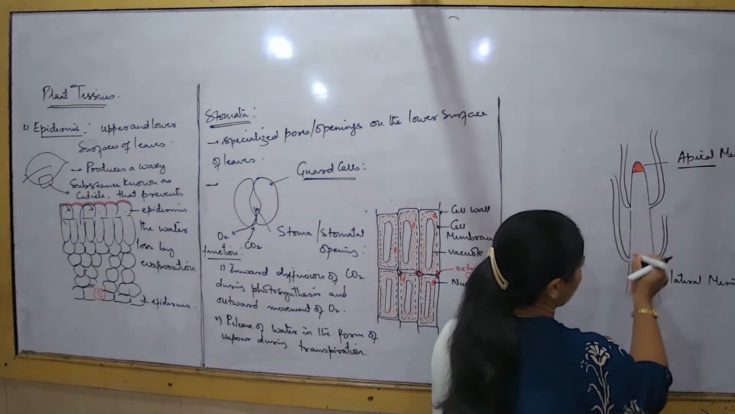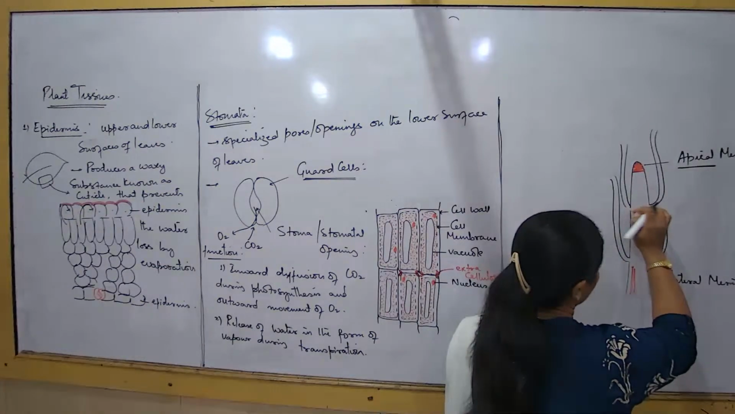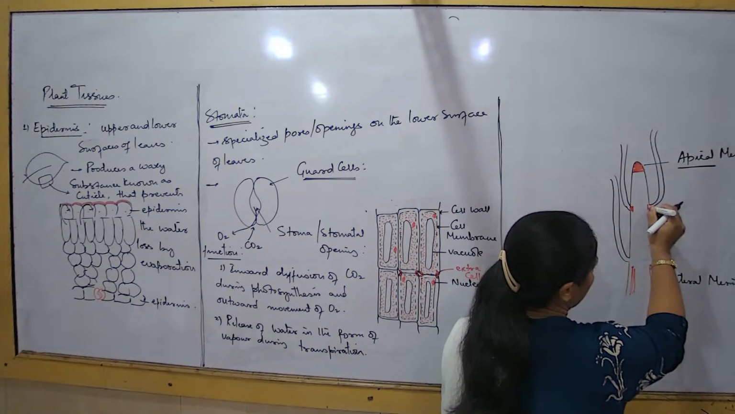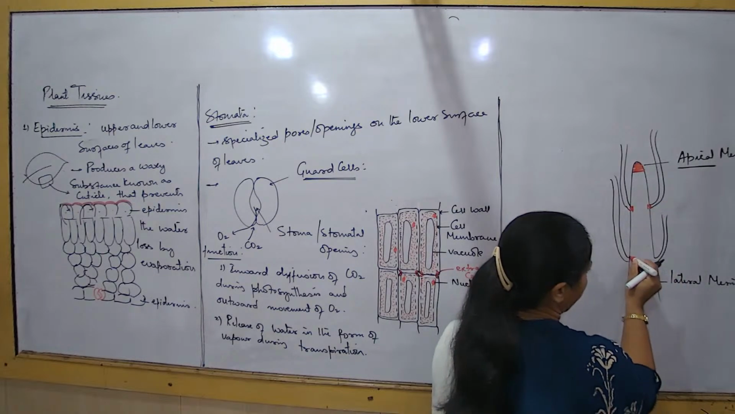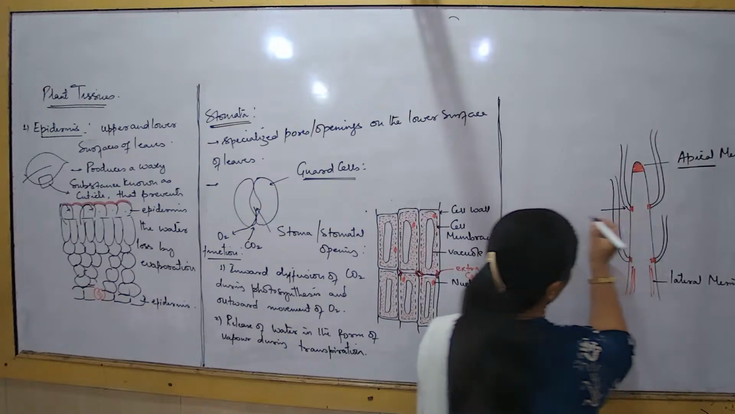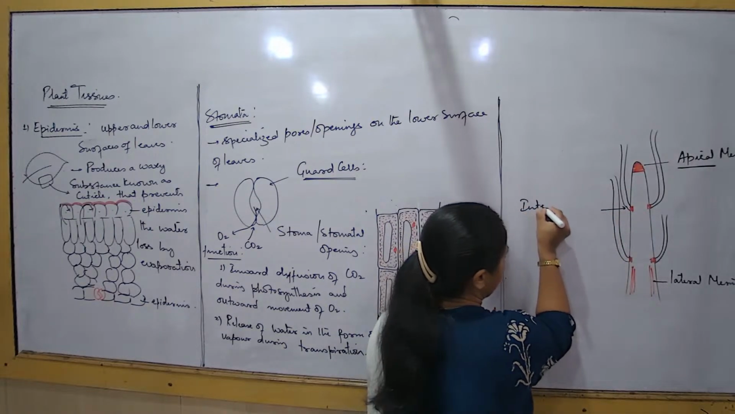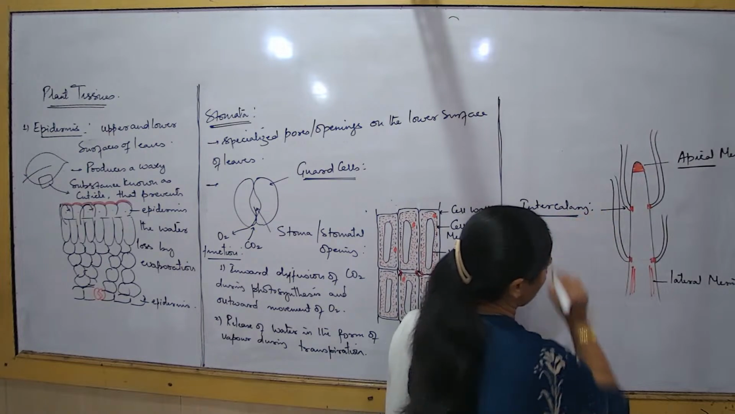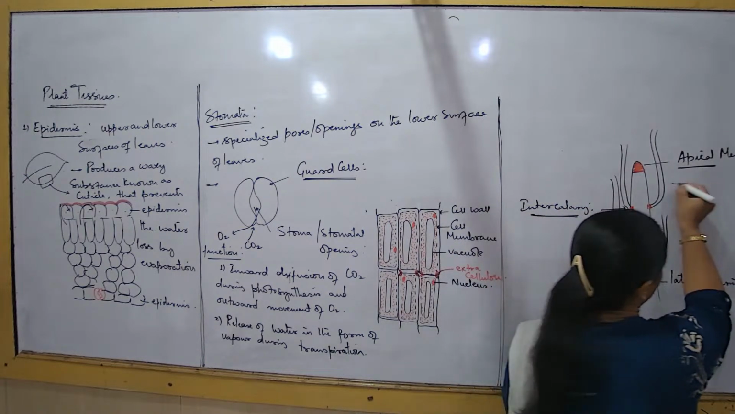Some type of tissue is present exactly at the junction of the branch and the stem. What are these called? These are called intercalary meristems. So apical meristems, what is the location?